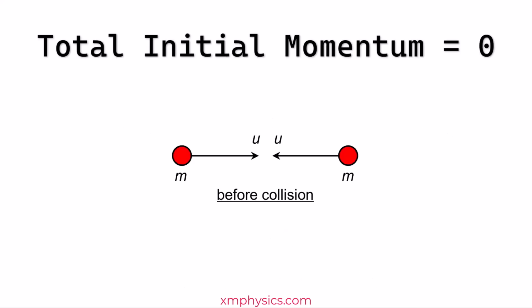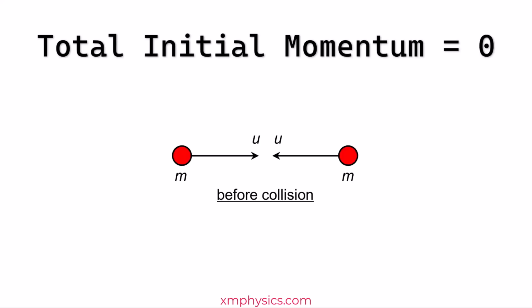Take for example, the collision between two balls of the same mass m, same speed u, in opposite directions. In other words, total momentum is zero before the collision. This means that the total momentum must remain as zero after the collision.